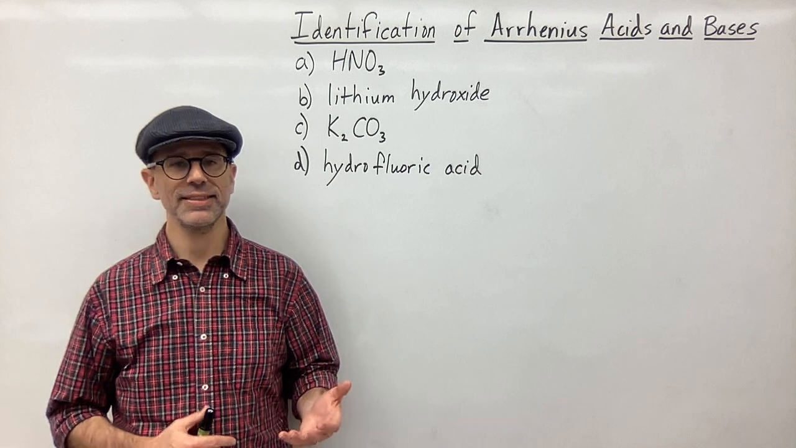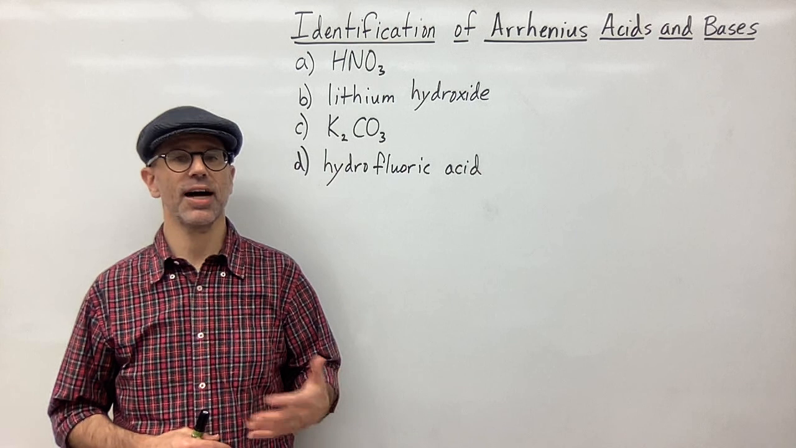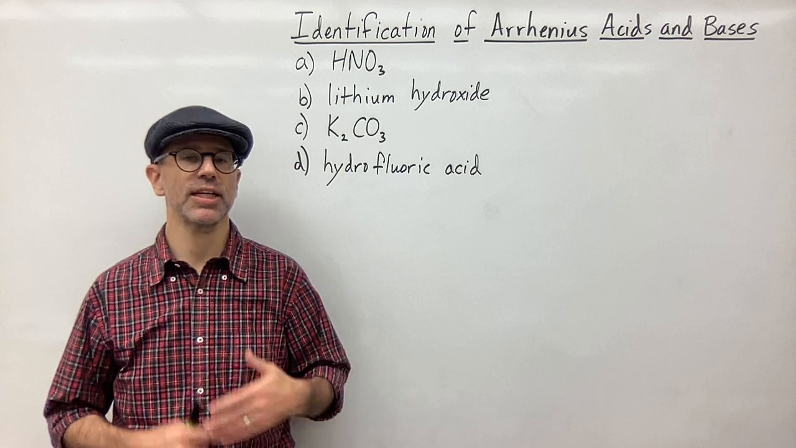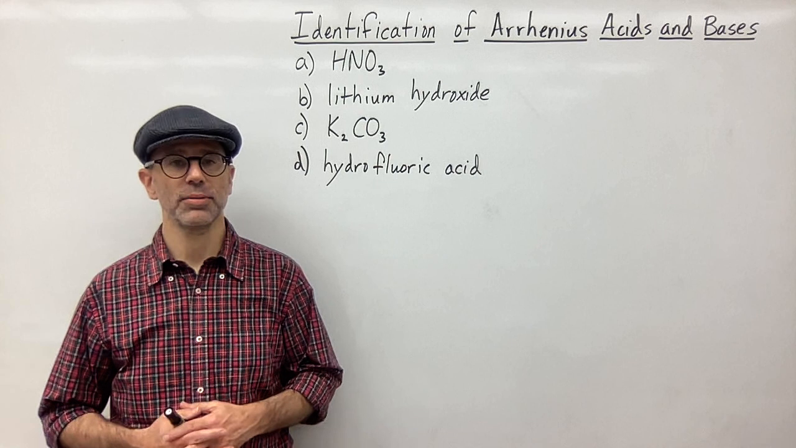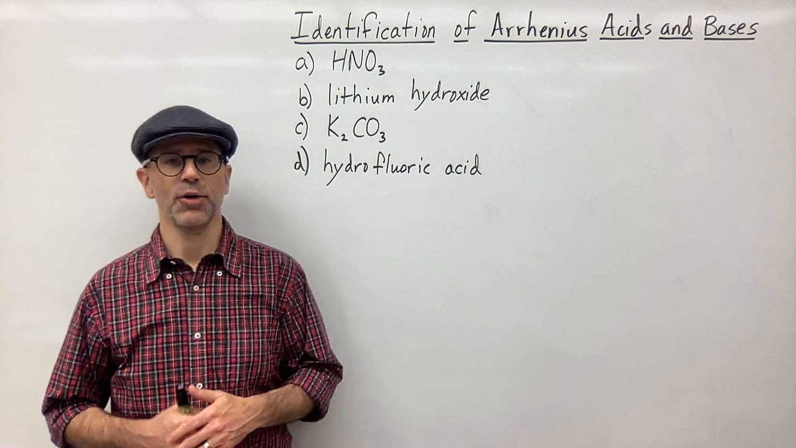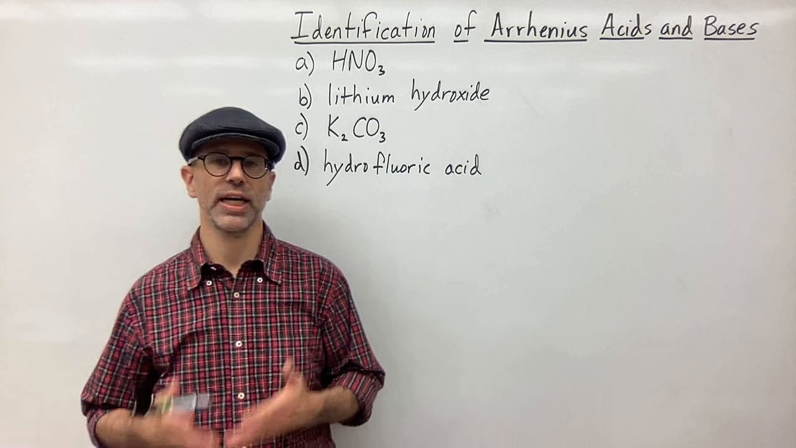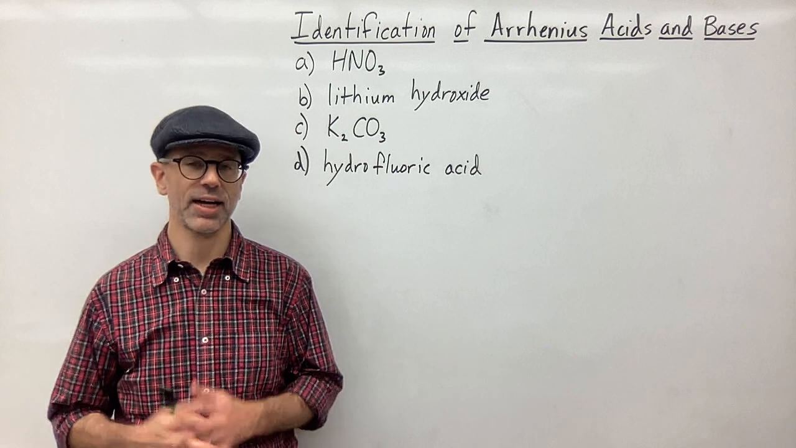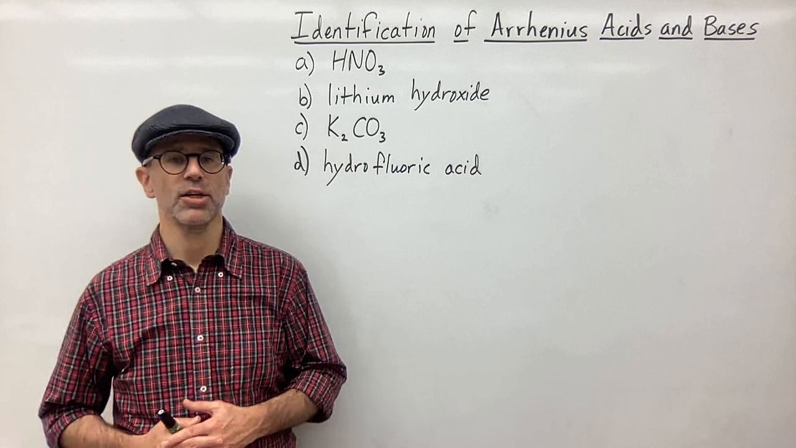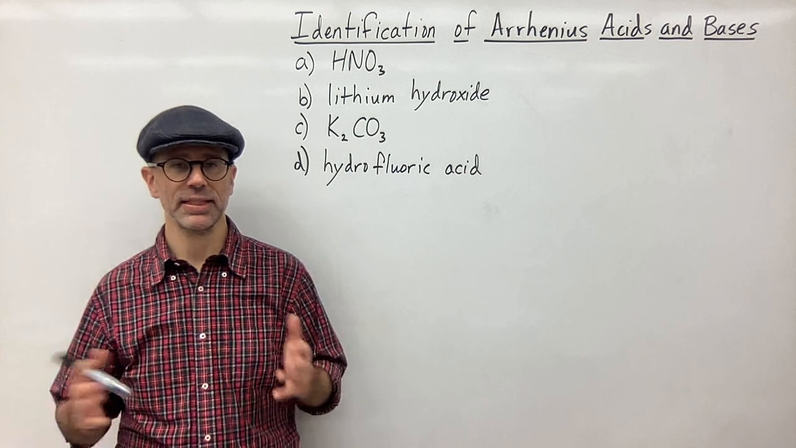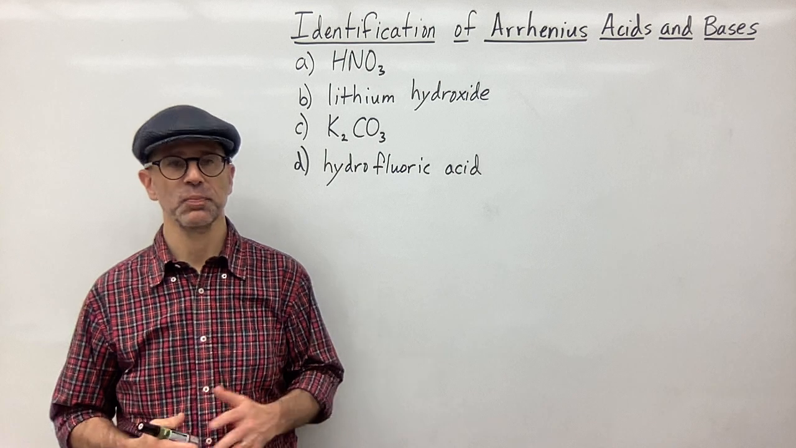Well, an Arrhenius acid is simply a substance that's going to increase the H plus concentration in your solution. So that would be an Arrhenius acid. An Arrhenius base is something that's going to increase or produce more hydroxide ion in your solution. So that's how you're going to determine what the acid or base is according to the Arrhenius definition.